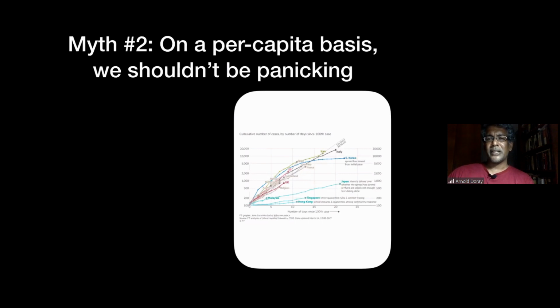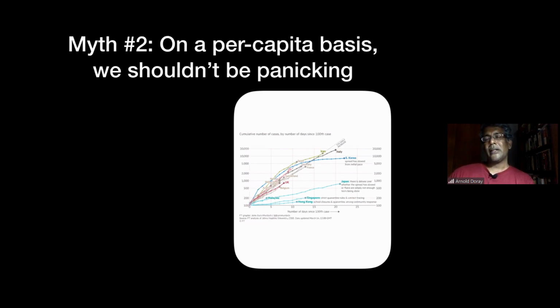Now, myth number 2 is that perhaps we ought to be looking at per capita numbers rather than the absolute numbers from each country. On the right-hand panel, you can see this very famous graph, I'm sure you've seen it before, where they plot the trajectories of different countries, how the total cases grow over the countries.